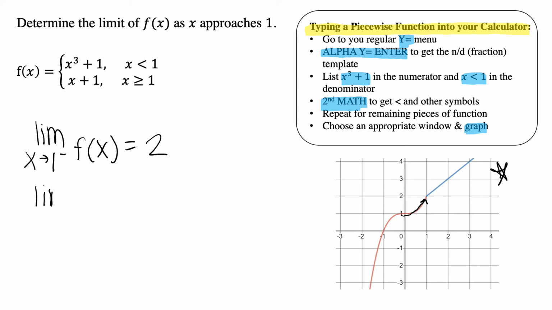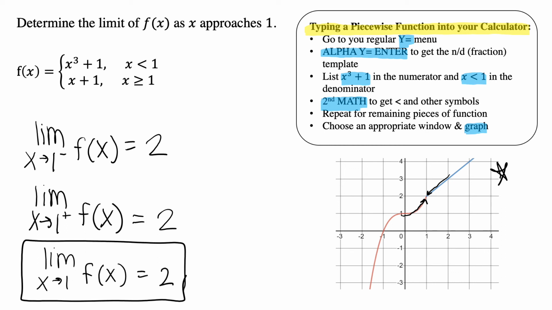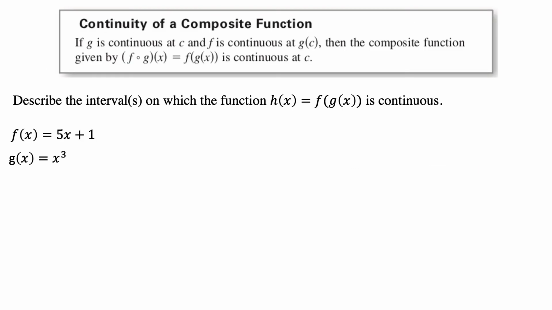We also want to look at the limit as x approaches 1 from the right of this function. It's kind of a big plus sign. From the right, again, using my graph, I'm also approaching 2. So we can say that the limit as x approaches 1 of this function is equal to 2, since our left-hand side limit is equal to our right-hand side limit. We also want to talk about continuity of composite functions.